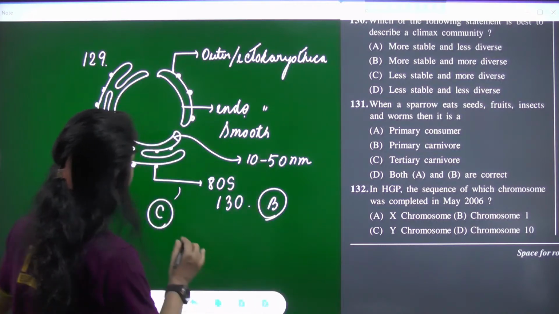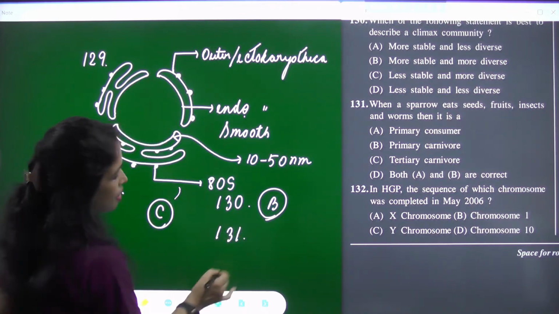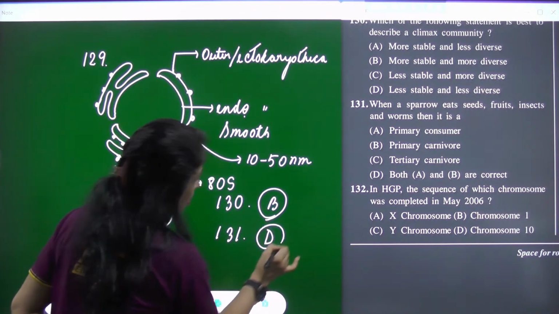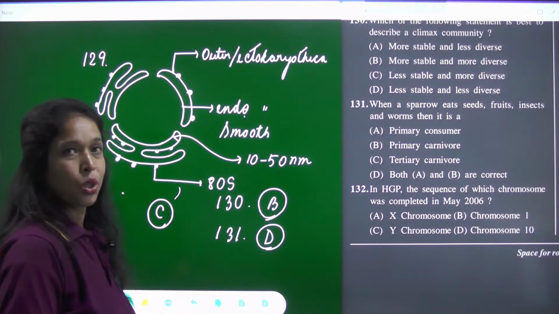So 131 के लिए कौन सा हो गया आंसर? That is last. Primary consumer, primary carnivore, both.